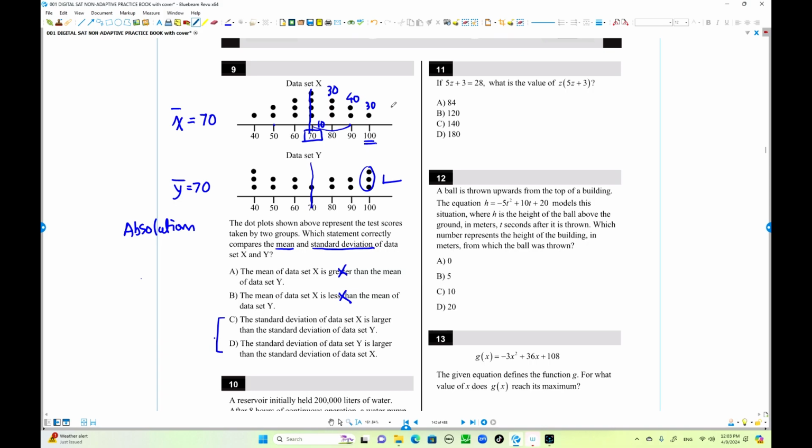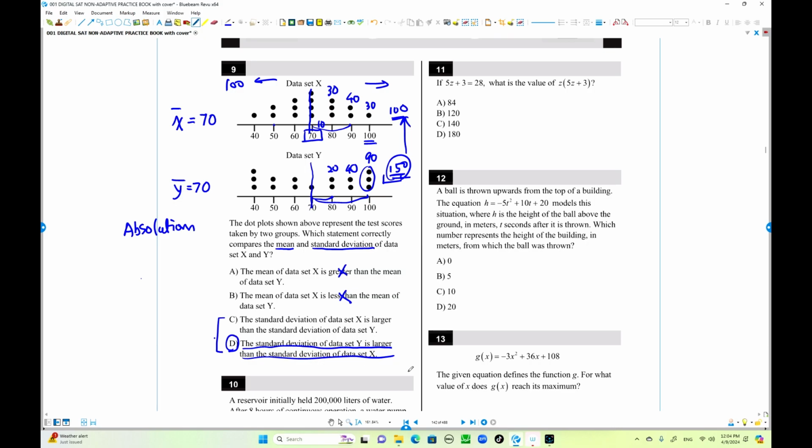How about this one? 70, 100 to the right, and to the left, another 100. But what about over here? 10 times 2 is 20, 20 times 2 is 40, 30 times 3 is 90. When you add this up, that equals 150. The spread, looking at these numbers, the standard deviation of data set y is larger than data set x. Choice D is the answer.